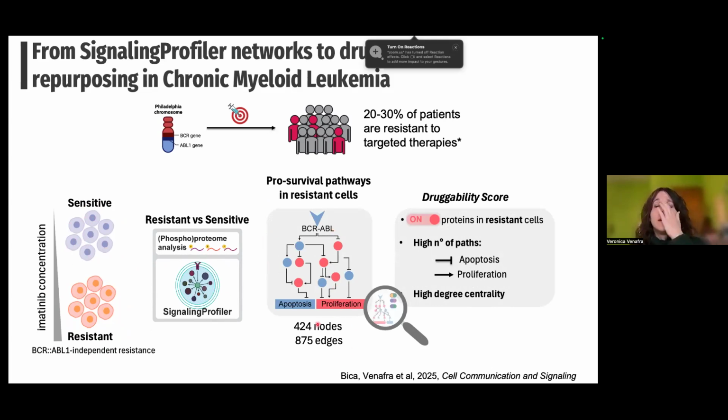And as you can notice, the output network is very big. So we needed a systematic way of prioritizing crucial proteins for resistant cells. So I developed this scoring system that is called the druggability score to identify crucial proteins based on 3 criteria. So the first one is that a druggable protein should be on in resistant cells. Second, it should have a strong topological impact on cancer hallmarks. So it should have a high number of paths inhibiting apoptosis and activating proliferation. And importantly, it should be central in the model.